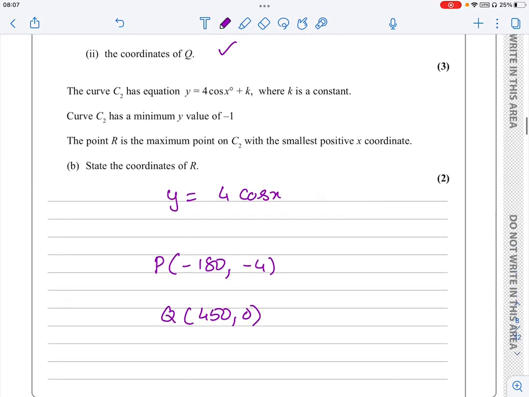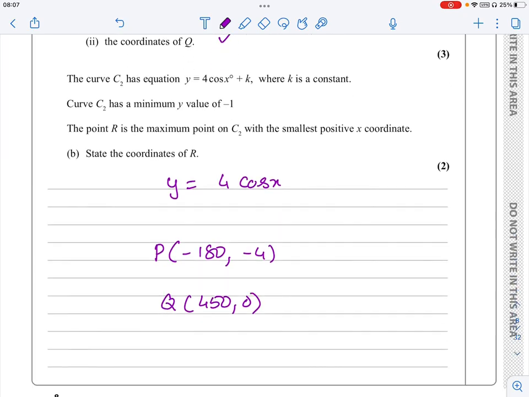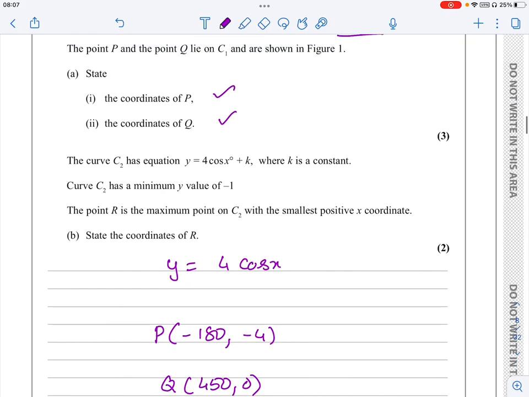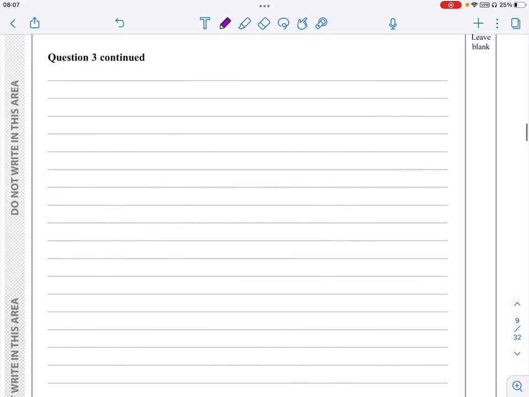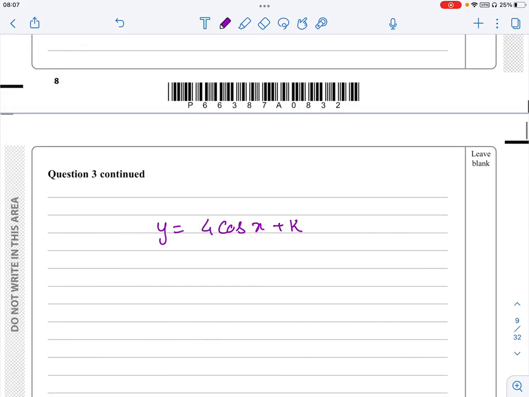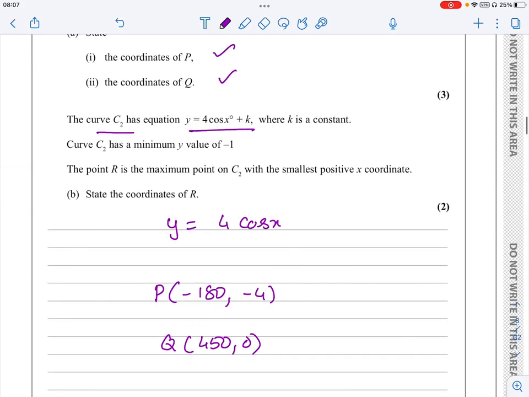The curve C2 has an equation y equals 4 cos x plus k, where k is a constant. Curve C2 has a minimum value of minus 1. The point R is the maximum point on C2 with the smallest positive x coordinate. Find the coordinates of R.